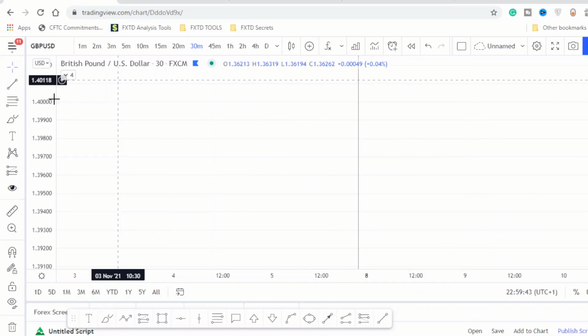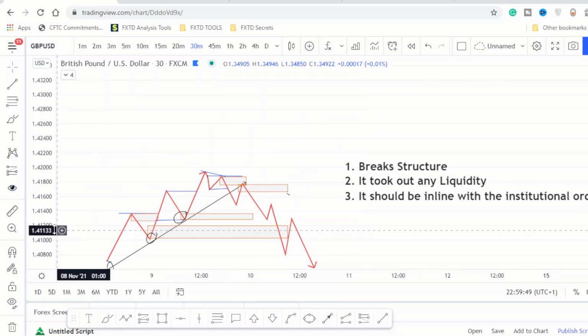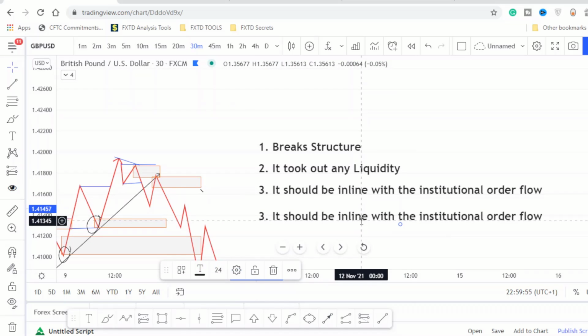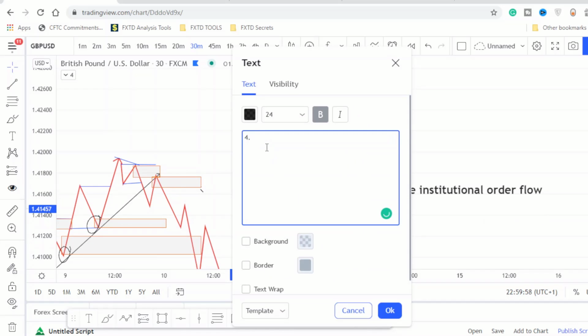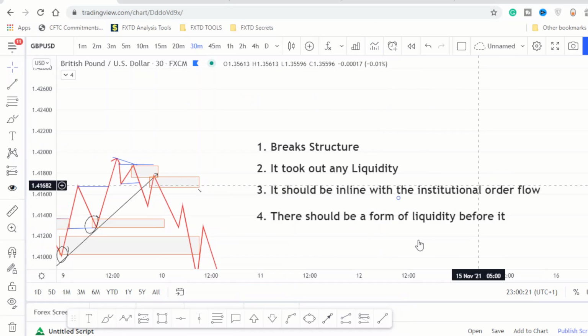I said that the order block must what? Okay, let's add this to it, which let's make this number 4. Number 4, there should be a form of liquidity before it.